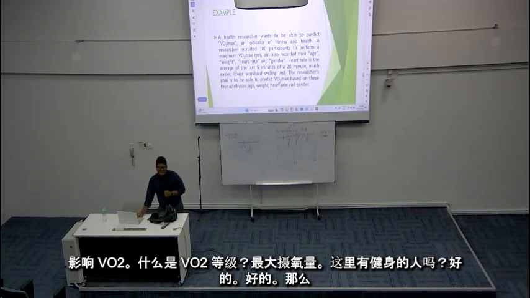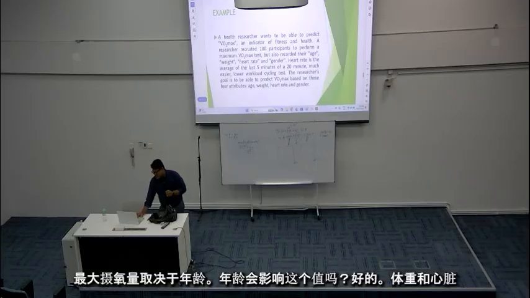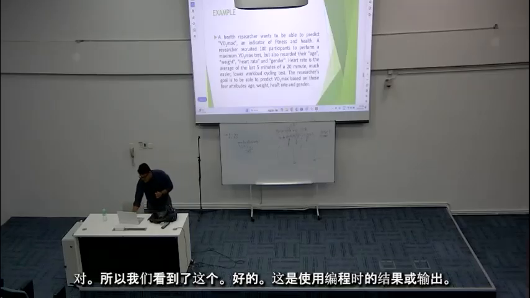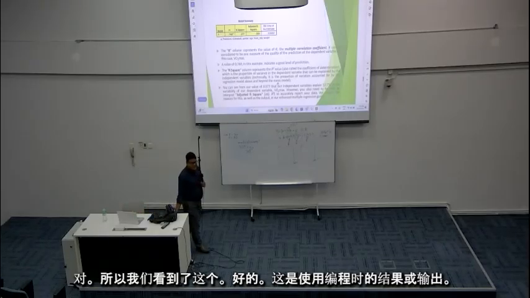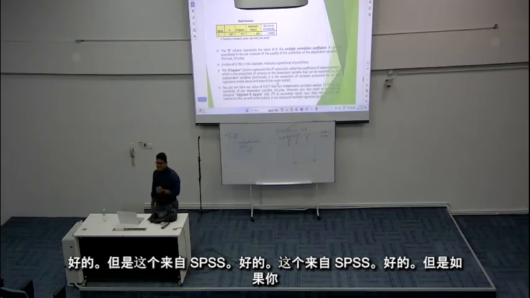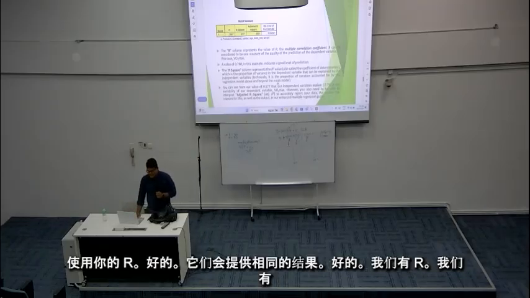VO2 max. Anyone here from fitness? So VO2 max based on age: does age affect this value? Do weight and heart rate also affect VO2 max or not? That is the meaning of regression analysis. This is the output when you use programming, but this one is from SPSS. If you use R, it will provide the same result.